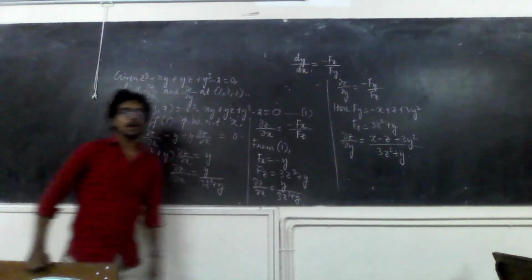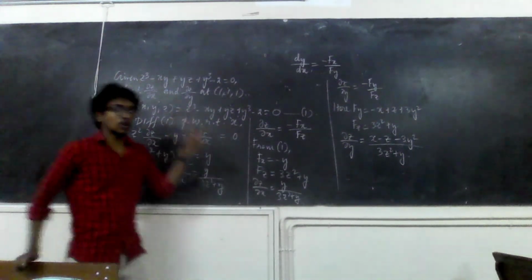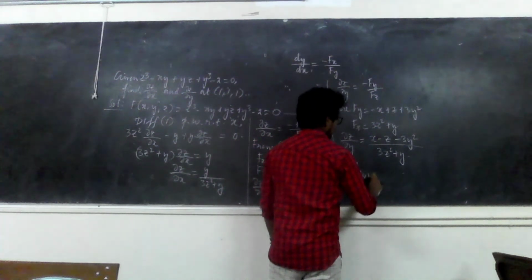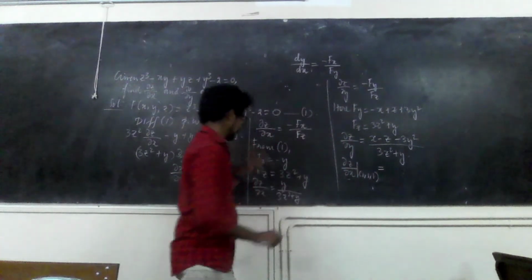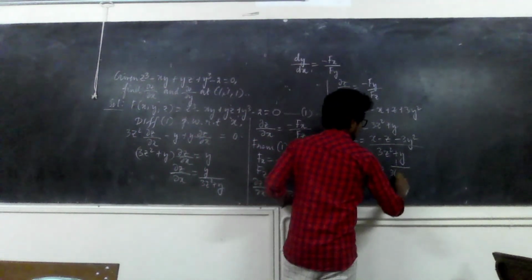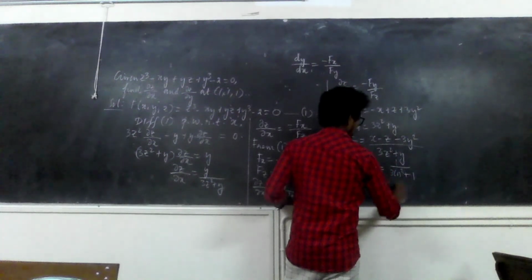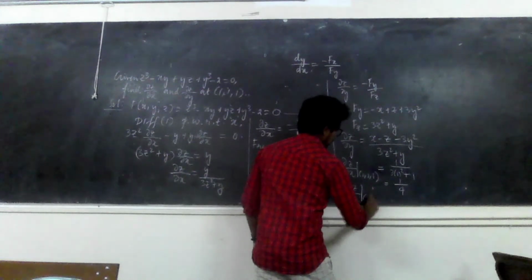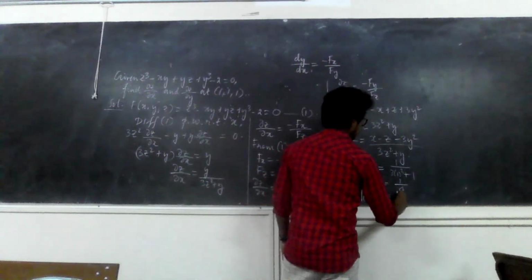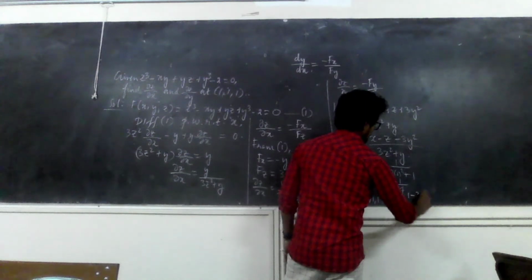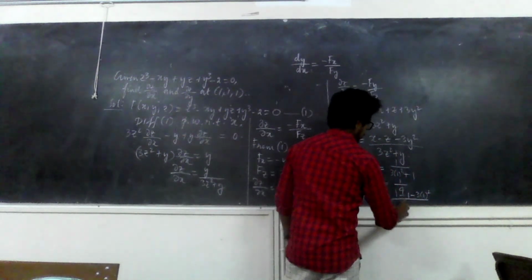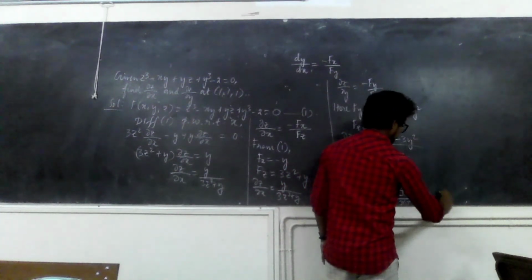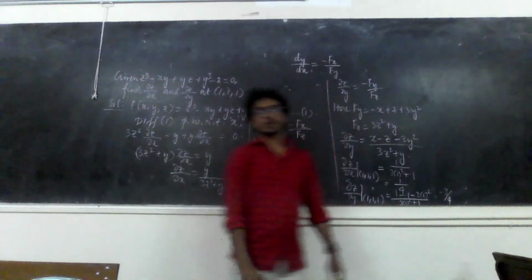Now we are asked to calculate these two derivatives at the point 1 comma 1 comma 1. Therefore, your del z upon del x at 1 comma 1 comma 1 is 1 upon 3 times 1 square plus 1. So it is 1 upon 4. And del z upon del y at the point 1 comma 1 comma 1 is 1 minus 1 minus 3 multiplied with 1 square upon 3 times 1 square plus 1. So it's going to be minus 3 upon 4. That's it. Thank you.